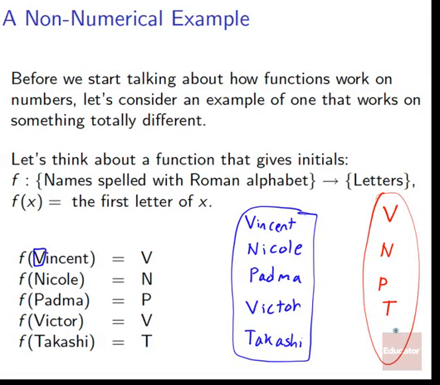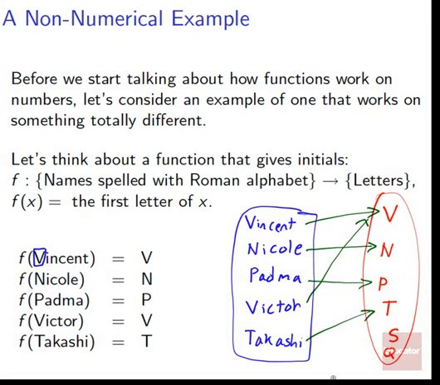And let's put in another letter like, say, S and Q. So Vincent gets mapped to V. Nicole, by this function, gets mapped to N. Padma gets mapped to P. Victor also gets mapped to V. Takashi gets mapped to T. But does S and Q get used? Not for this set of names.